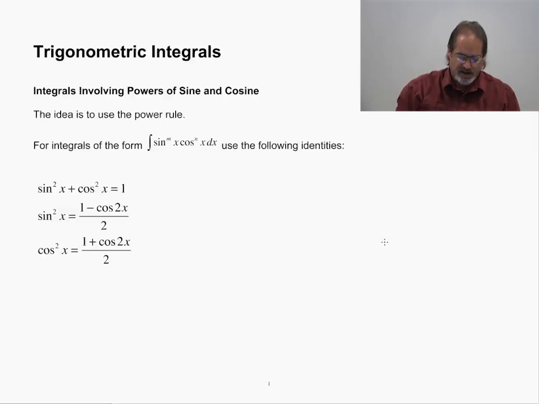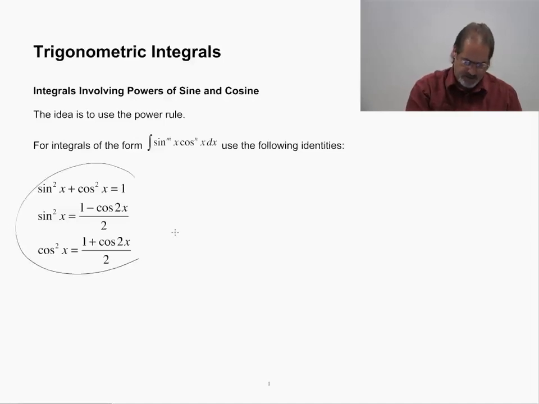Let's take a look now at some trigonometric integrals. What we're going to work with first is integrals that involve powers of sine multiplied by powers of cosine. And the basic idea is to use the power rule. Now, these identities are going to come in really handy.